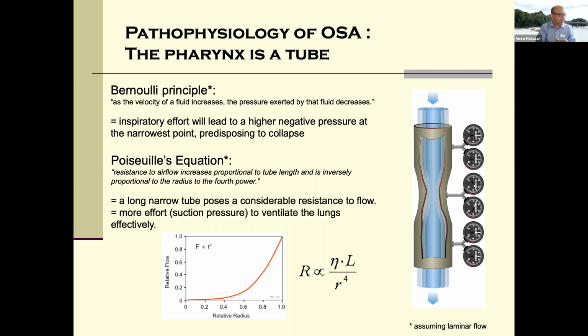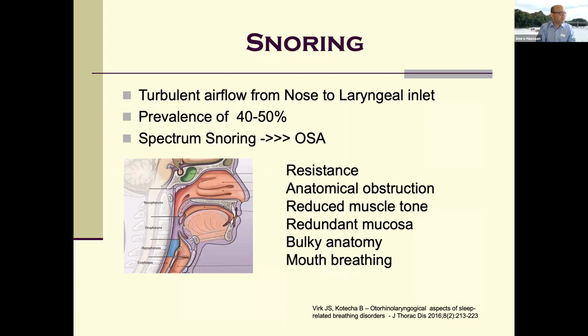Poiseuille's equation says that if you've got a longer tube, then there is increased resistance to flow. So if you have a very long neck, like a giraffe or something, even if it is broad and wide with a good radius, the resistance to flow becomes really very, very high. So if you have a long, thin tube, you've got high resistance to flow and increased collapsibility, leading to obstruction. So as I've said, it's from the nose to the laryngeal inlet.